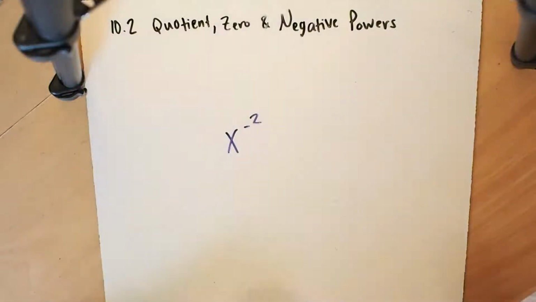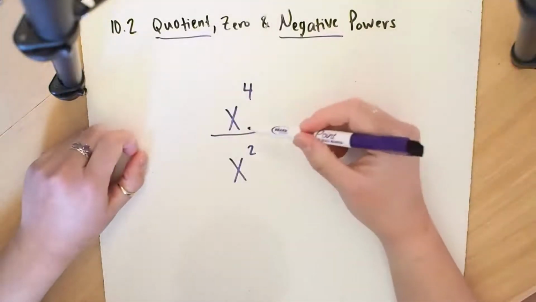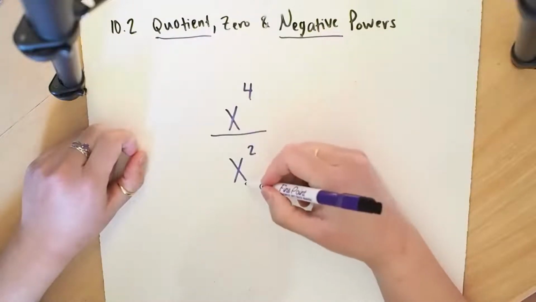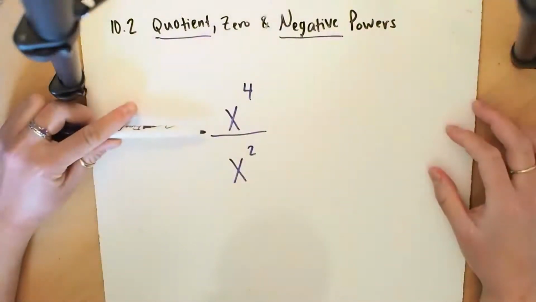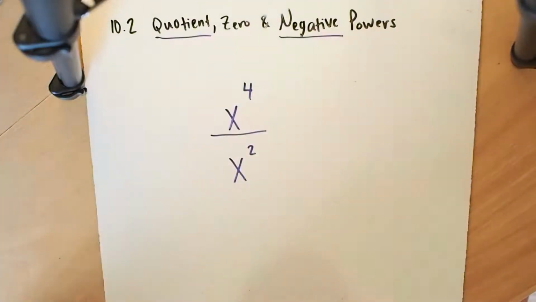Our second lesson is going to be talking about quotient powers. A quotient power is when we have a base raised to an exponent that's being divided by the same base raised to a different exponent. Like this, x to the fourth is being divided by x squared. There's two different ways you can think about this.